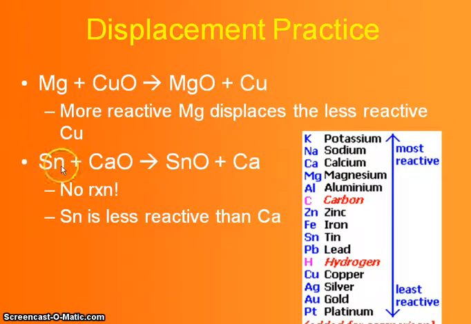And then for this one here, we've got tin and calcium oxide. So tin is down about the middle of the list and calcium is up higher on the list. So in this case, calcium is more reactive, so it wants to stay combined with the oxygen and the tin won't be able to replace it. So this reaction does not actually occur.